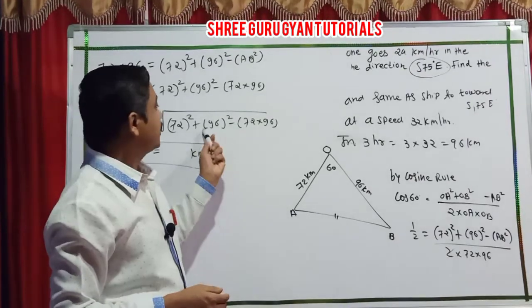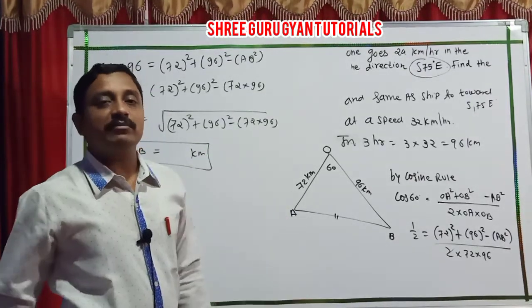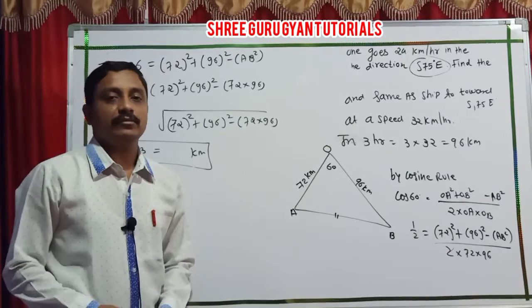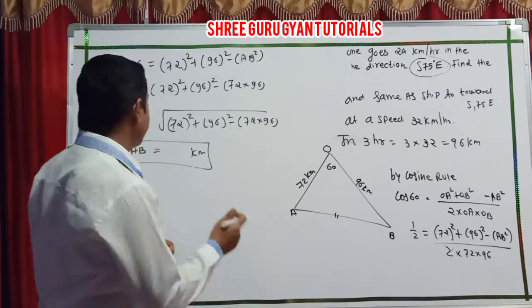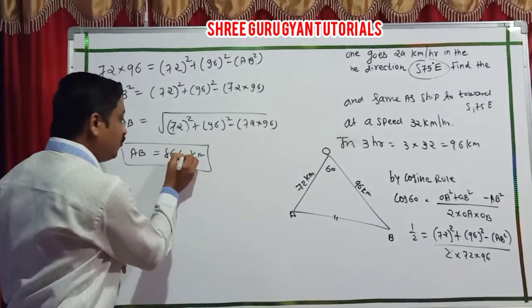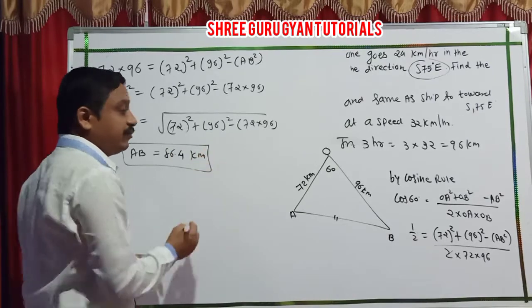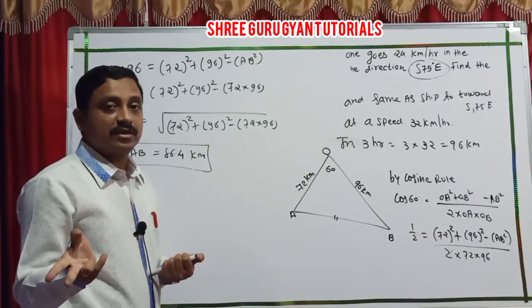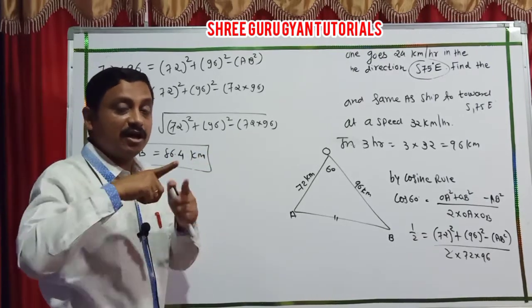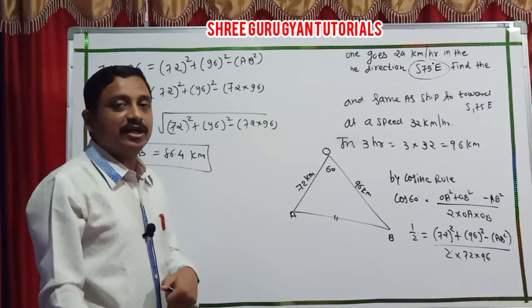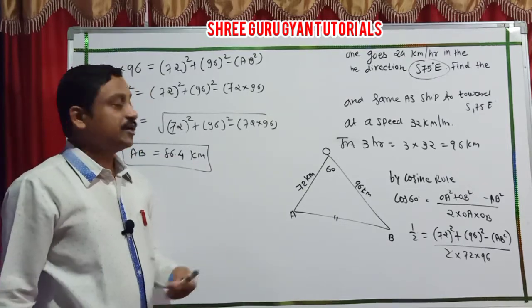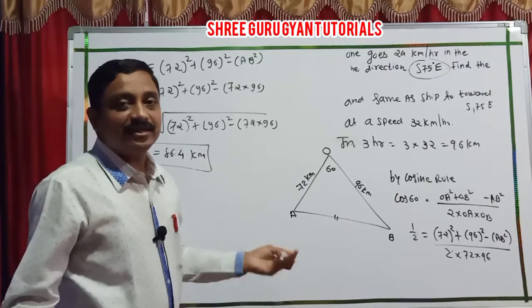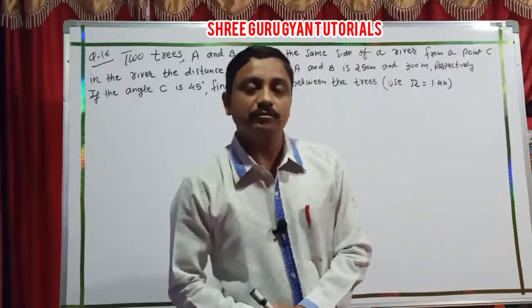Using a calculator, students, you easily calculate the solution. So after calculating, students, you get 86.4 kilometers, and that is the distance between both ships after 3 hours, moving in the northeast and southeast directions, ships A and B. Distance covered. Very easy. Now, next numericals.